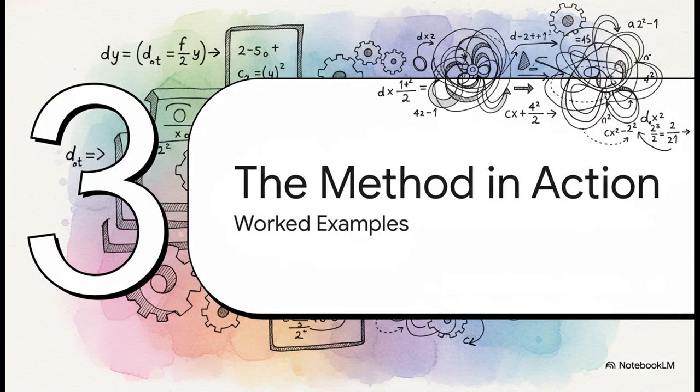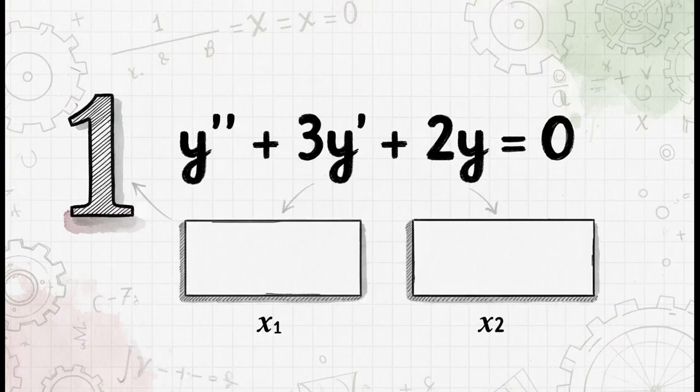Okay, theory is great and all, but let's get our hands dirty and see how this actually works in practice. We'll walk through a couple of examples. Start with a nice easy one, and then we'll work our way back up to that tricky third-order equation we saw at the beginning. All right, here we go. A standard second-order homogeneous equation. The highest derivative is 2. So how many new variables do you think we're going to need? Yep, exactly. 2. Our goal is to turn this one equation into a system of two first-order equations.